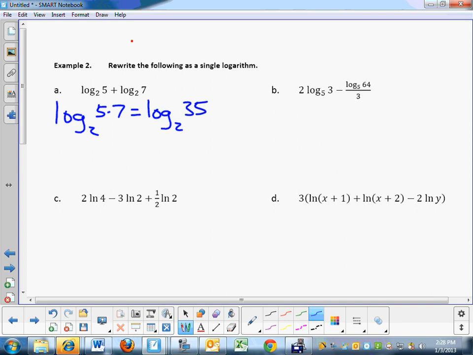I'm going to encourage you to rewrite problem B. I would rewrite it like that: 2 log base 5 of 3 minus 1/3 log base 5 of 64. Do you see why I wrote it as 1/3? Instead of dividing by 3, I want the 1/3. Now, what's the first step? What do you guys want to do? Andy, what do you want to do?